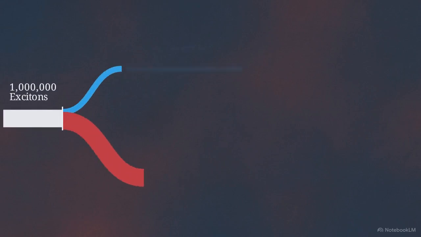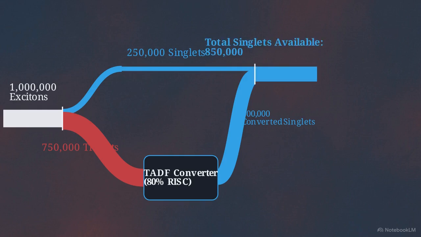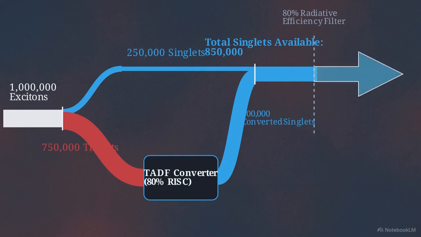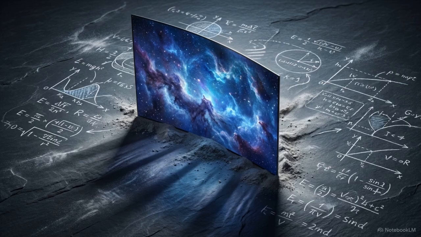Looking back at our flowchart, the 750,000 dark triplets are no longer dumped as heat. Instead, they route through the TADF converter, merging back into the blue light-emitting stream. The mathematical payoff is immense. Factoring in radiative efficiencies, internal photon production surges from 200,000 to 680,000. Modern display engineering is a continuous battle against these hard physical limits. Controlling subatomic spin statistics directly determines the upper limit of macroscopic display efficiency.